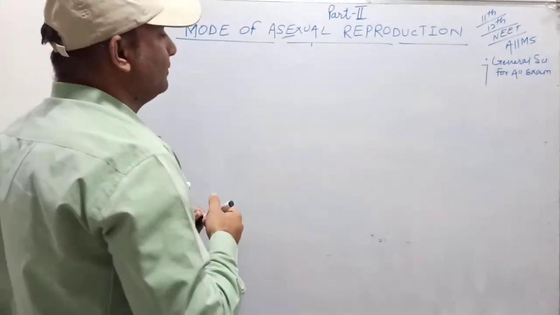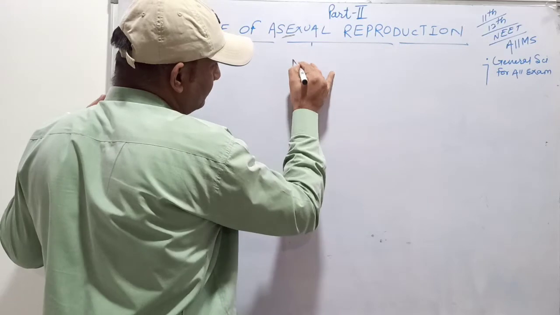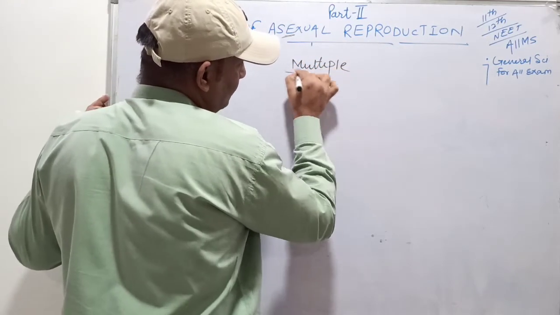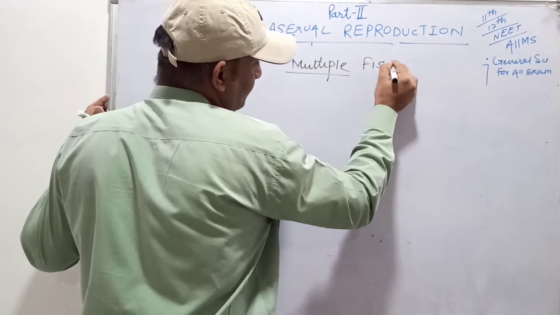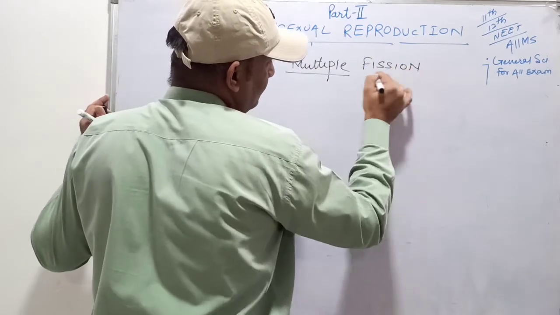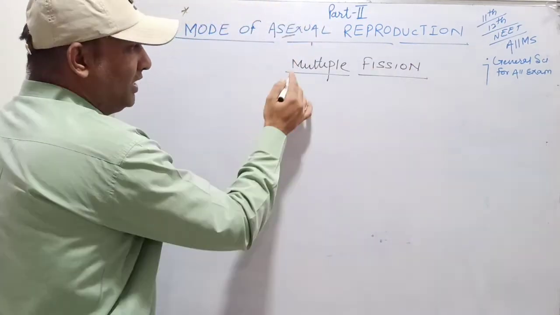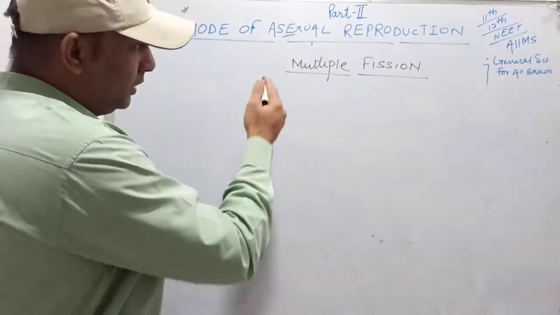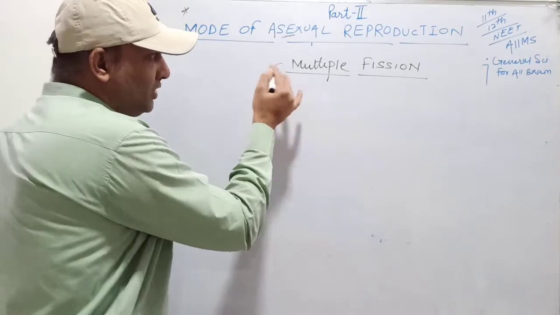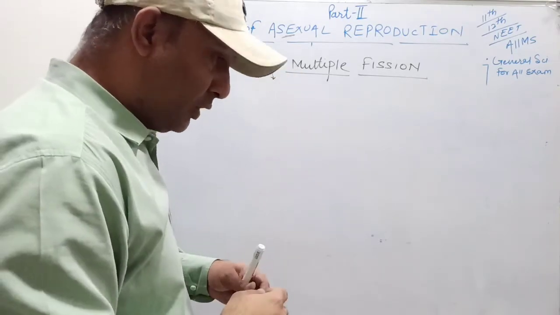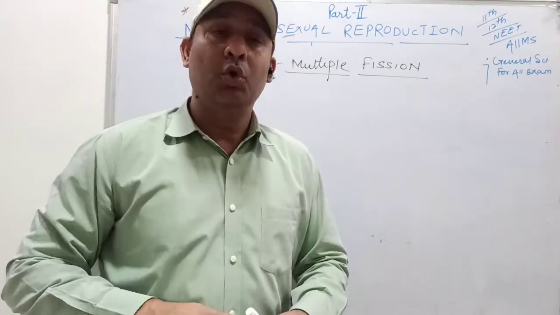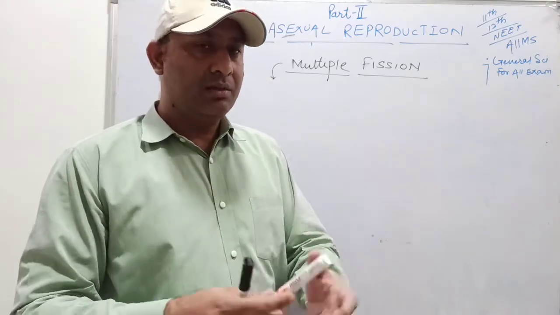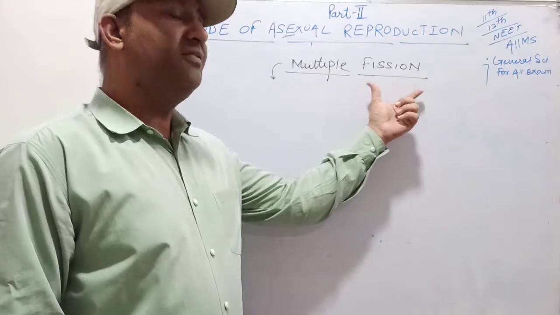So second is multiple fission. Multiple means more copies. In binary fission, only two copies. So first, the definition of multiple fission: the process by which an organism is split into more than two equal halves and each half develops into a new progeny. That time it is called multiple fission.